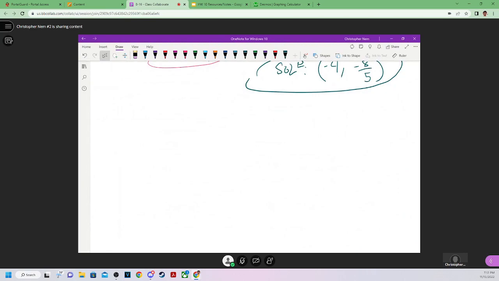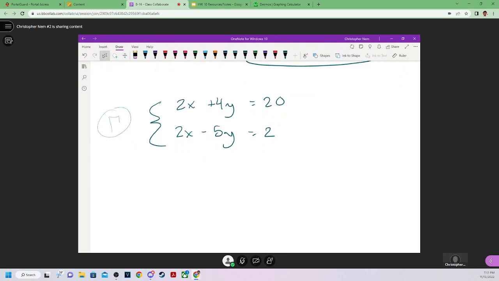So now we're going to work with 2x plus 4y equals 20 and 2x minus 5y equals 2. And I don't know what to call this one. Let's call this system, let's say gamma. System gamma. Go ahead, give this one an attempt, and we'll come back in a few seconds.